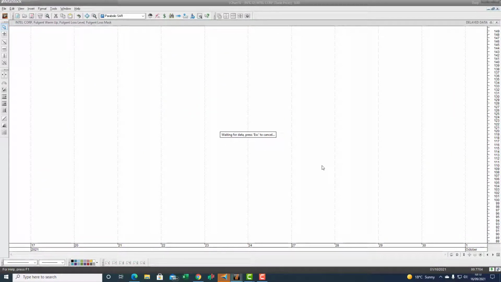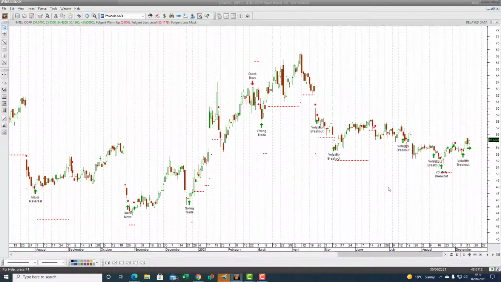Let's go and see when this one loads. Quite choppy. You can see their swing trade, November and quick move November, and the December swing trade worked out well. There was a short sell signal there, a short to the downside and a swing trade to the upside. That gap down, volatility breakout, that one got stopped out. The second volatility breakout worked. That volatility breakout got stopped out there.